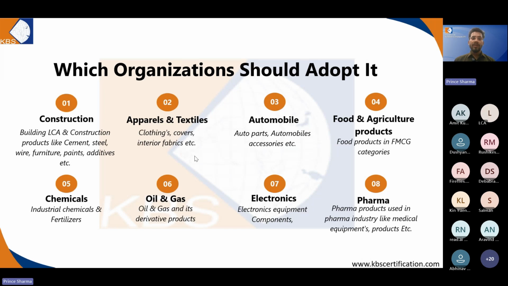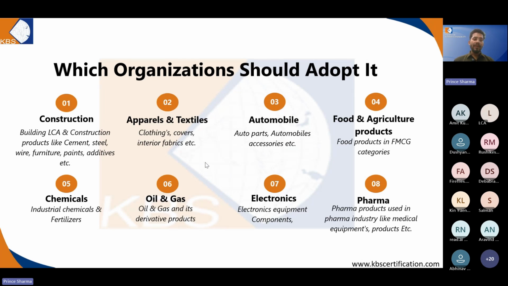Coming to our automobile and accessories part, of course we have already discussed how important and crucial it is. Then food and agricultural products. This is also very important, since you are using different kinds of fertilizers and pesticides, and of course we have a lot of microplastic in the soil. How it is impacting your food can also be understood by the life cycle assessment, and it helps not just in that but also in food packaging.